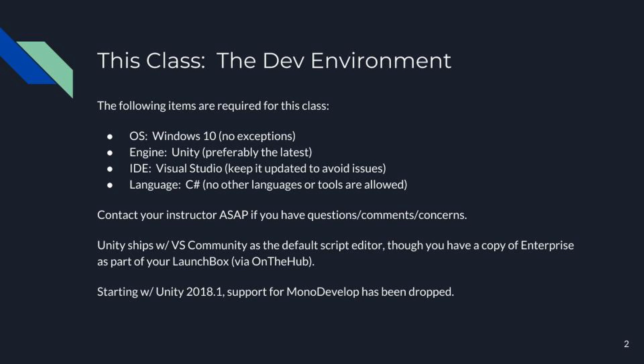Unity ships with a copy of Visual Studio Community as its default editor. Via Launchbox or the On the Hub website, you have access as students to a copy of the Enterprise Edition, so you shouldn't have to visit Microsoft's website or anything. Just revisit your original Launchbox information. For those interested in MonoDevelop, it's important to note that starting with the Unity 2018 cycle, they dropped support for MonoDevelop completely, so we will not be providing any support for that in this class. So please use Visual Studio.